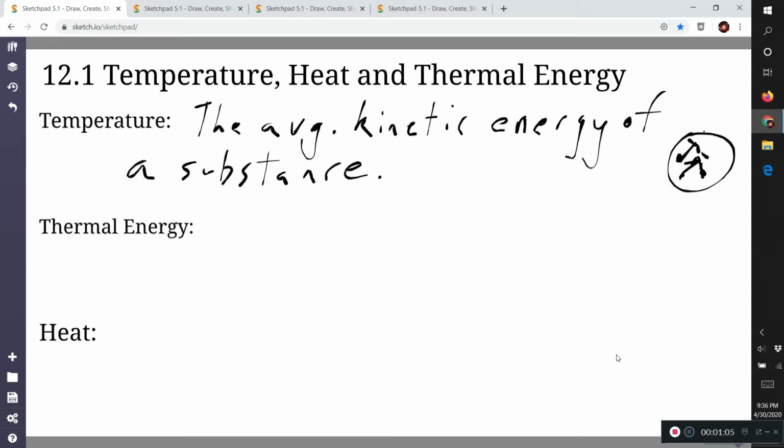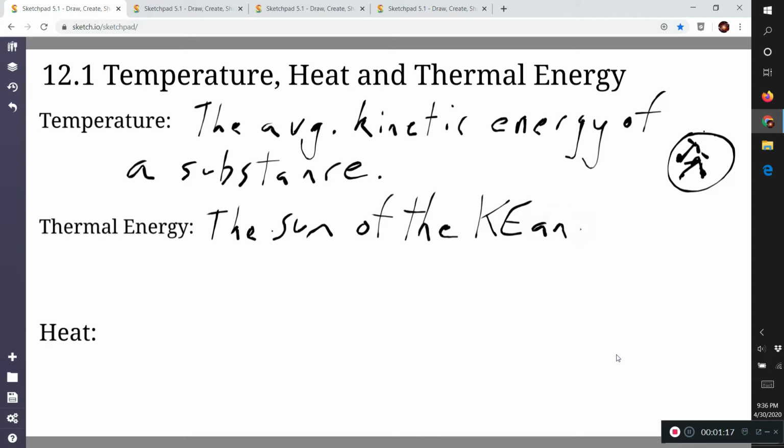Okay. Now, the thermal energy is the sum of the kinetic and potential energy of a substance. So, important things to note. If you have more of the substance, you could very well have more thermal energy because there's more motion going on. So there's more than one way to increase thermal energy.